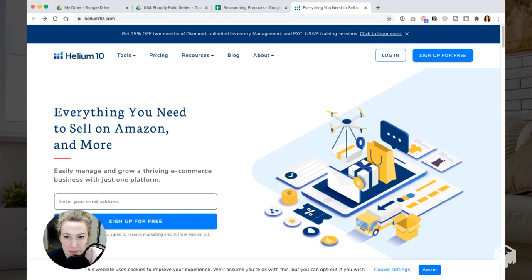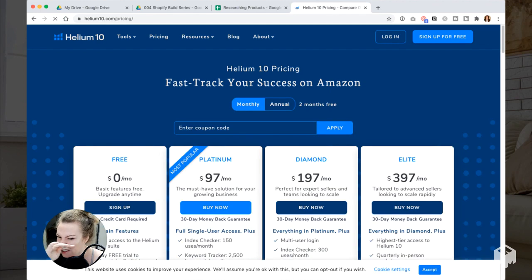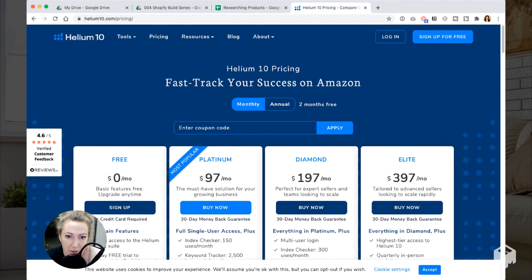So the next one's Helium. Again, it's really based on Amazon. So we can still use this data for Shopify because it's not going to be platform specific. The items that are selling are the items that are selling, and we can carry that to our own platform as well. So Helium, like you see, there is a free version and then several paid versions that go up quite a bit from there.